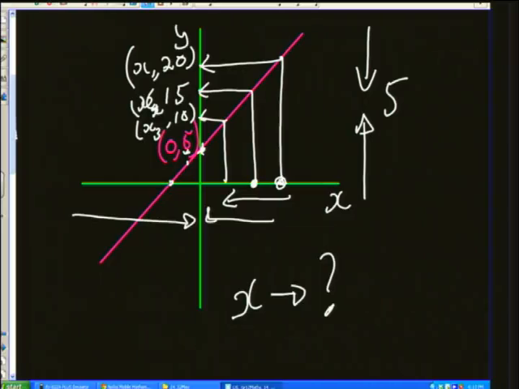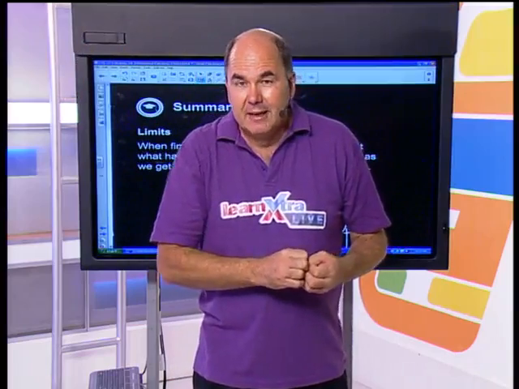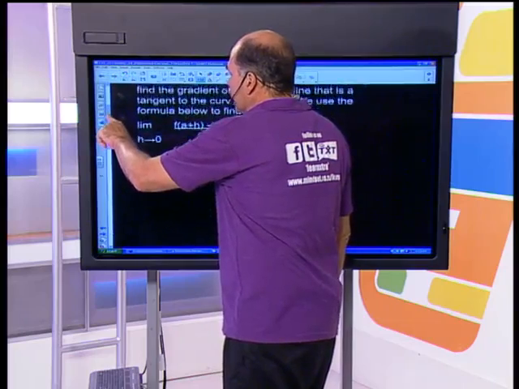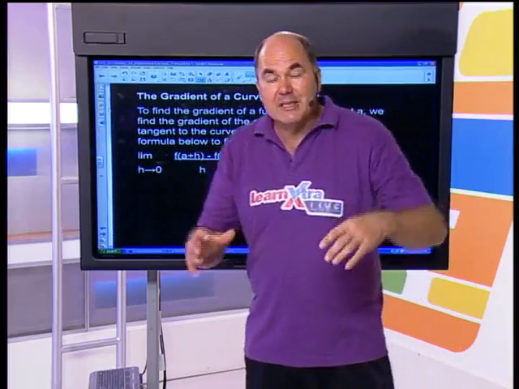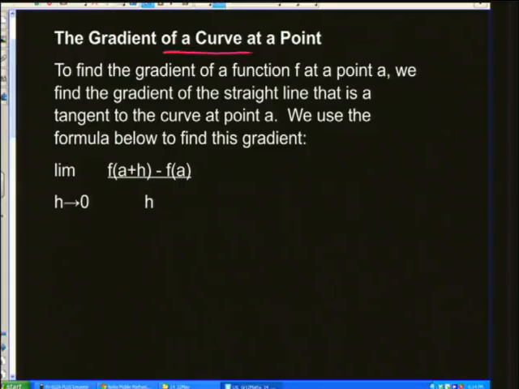So let's go and read the definition now in words that I've written out. When finding the limit of a function, we look at what happens to the function value, the y value, as we get close to a specific x value on the graph. So our specific x value that we were looking at was x equals 0, and we were saying, what's the y value to that? Now, we will come across that a little later, and we'll show you some interesting problems. The most interesting problem is that we use this idea of a limit when we're looking at the gradient of a curve at a point.